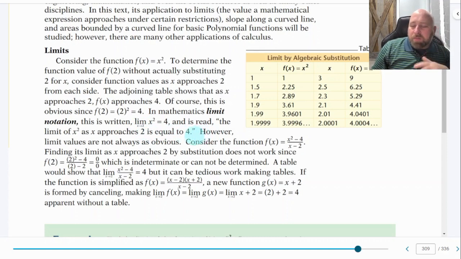Now, here's something that's kind of crazy. Up until this point in your math careers, for the most part, if they gave you something to plug in, you could plug it in and it would give you an answer. What happens here when we get to calculus and limits is sometimes they'll give you something, and when you go to plug it in, it doesn't quite work out. It's like, what's going on?